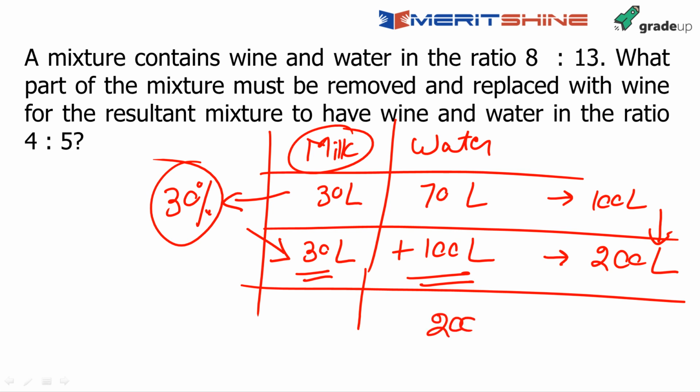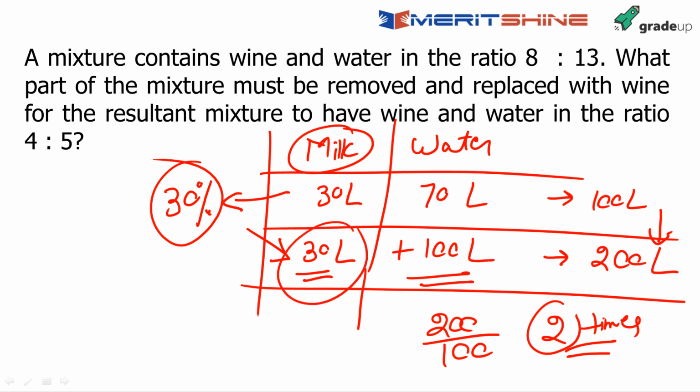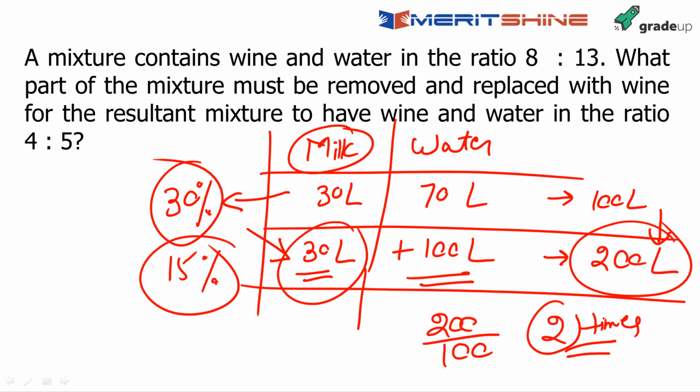So this quantity increased in what proportion? It increased in this proportion, 200 by 100, or can I just say 2 times? So when it's becoming twice, the concentration of milk here should become half. All of you know that 30 liters out of 200 liters is 15%. This is very simple to calculate. But you also need to realize here that without looking at these numbers, I can go to it directly. You need to realize that when I increase this volume from 100 to 200 by adding water, the concentration of milk would be halved. Please understand what I am saying.